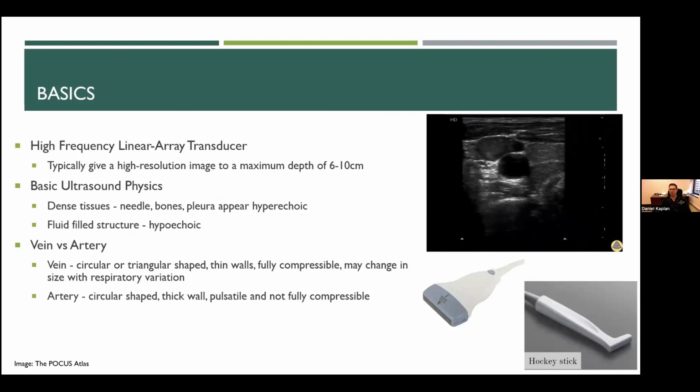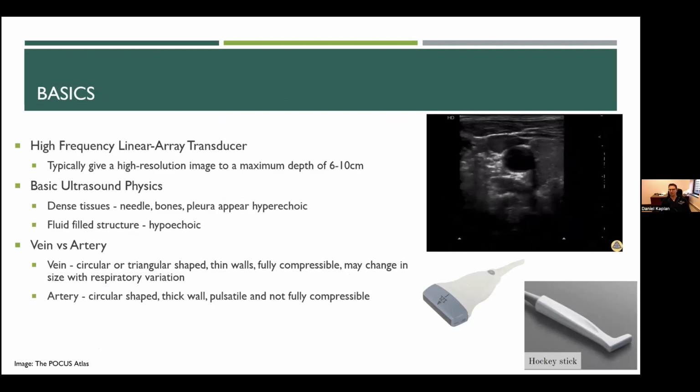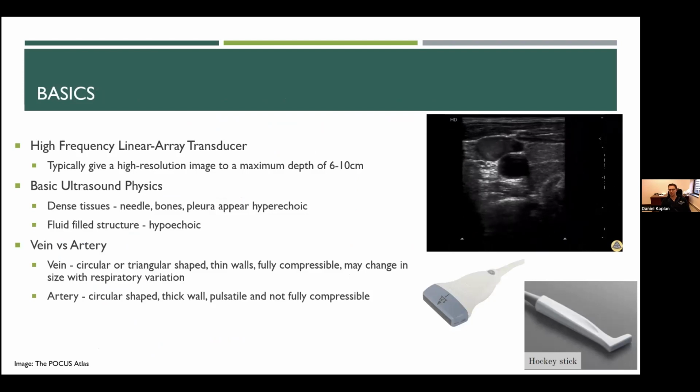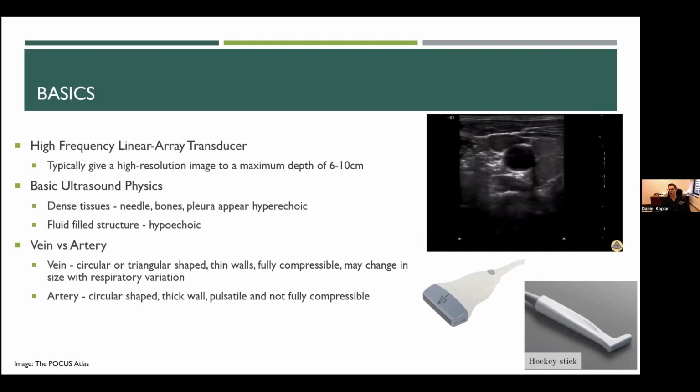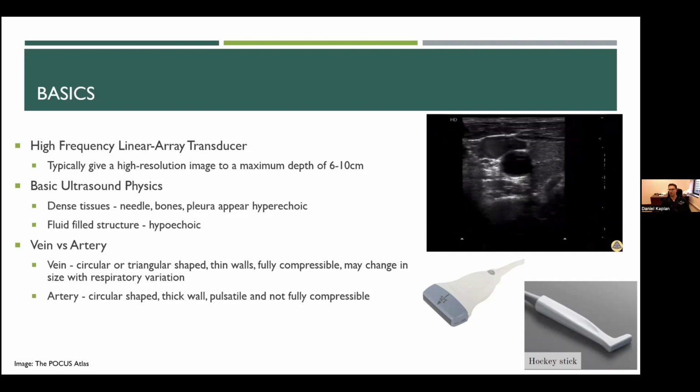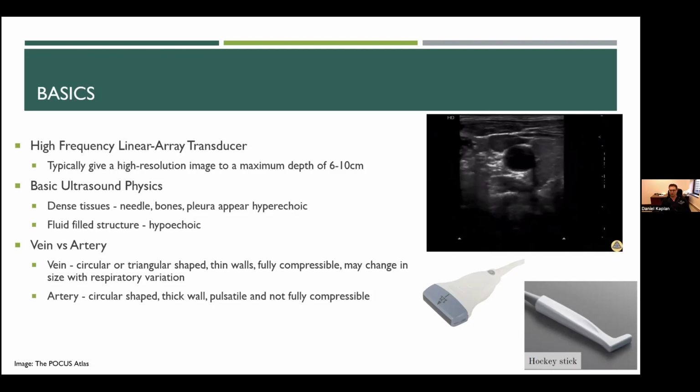We went through this last time, so briefly, we'll be using our high frequency linear transducer to find the vein versus artery. Our vein is typically more circular, fully compressible, and changes in size with respiratory variation, versus your artery, which is more circularly shaped, thick-walled, and pulsatile, and you should have a hard time fully compressing it. So it's always important to figure out which is vein versus artery.